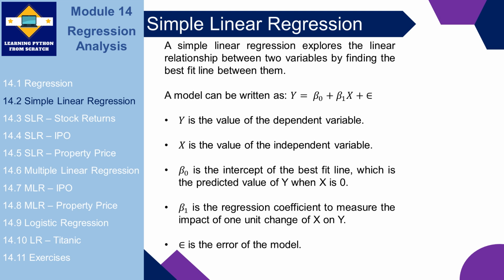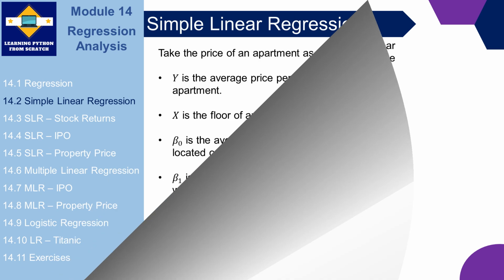A model can be written as y equals beta naught plus beta 1 x plus epsilon. Y is the value of the dependent variable, x is the value of the independent variable, beta naught is the intercept of the best fit line, which is the predicted value of y when x is 0. Beta 1 is the regression coefficient to measure the impact of 1 unit change of x on y, and epsilon is the error of the model.